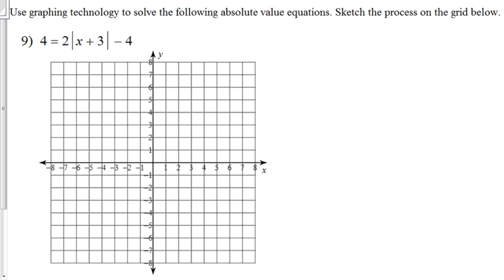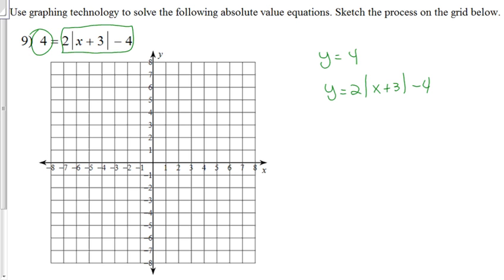All right. So then it comes to graphing technology. So use graphing technology to solve the following absolute value equations. Now this is true with any equation that you see, any form, anything. If you plug both sides into the graphing calculator and see where they intersect, those are your solutions. So in this case, you have the left-hand side, that's 4, but you also have this right-hand side, which is an absolute value. So we're going to graph these two equations. We're going to graph y equals 4. We're also going to graph y equals 2 times the absolute value of x plus 3 minus 4.